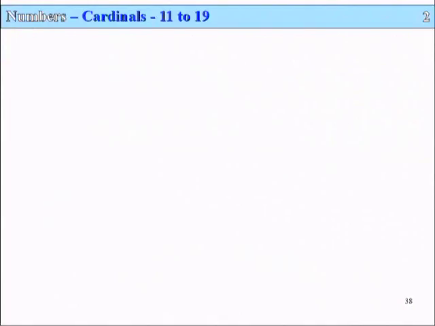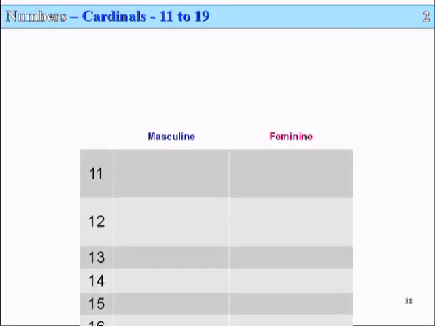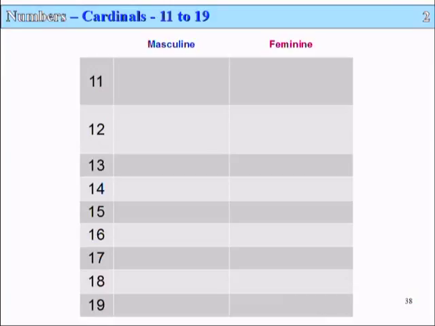Slide 38, Lesson 2, Numbers, Cardinals 11 to 19. And of course, we're not talking about representatives of the Catholic Church that vote for the Pope, not that sort of cardinal. It is a normal number as opposed to an ordinal, which just means first, second, third, and so forth. So, just as in English, we have 11 to 19.